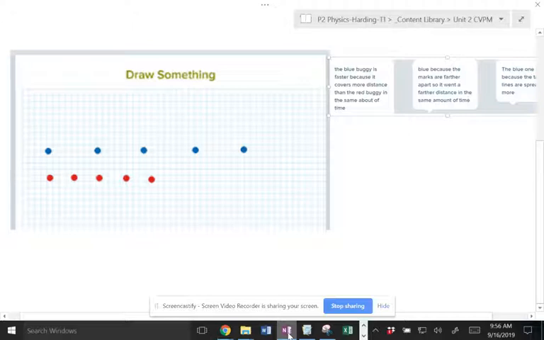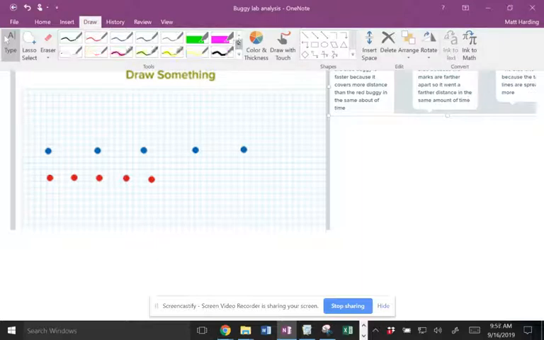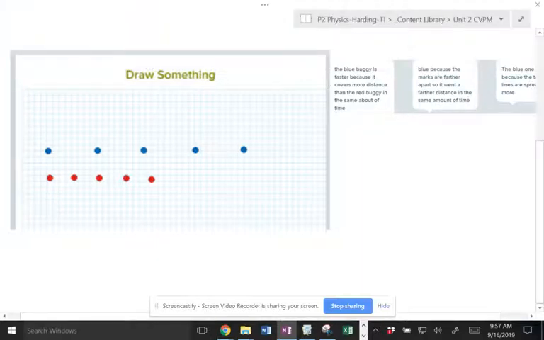Come on. Back to this nonsense. Where? That's the thick black line.